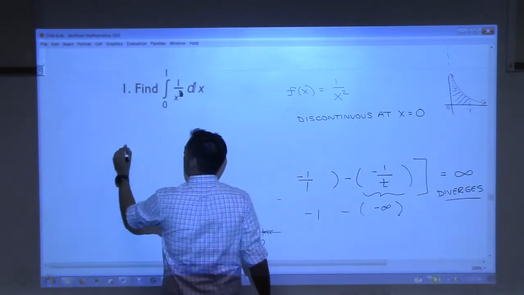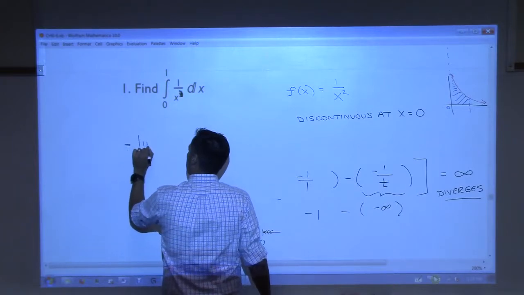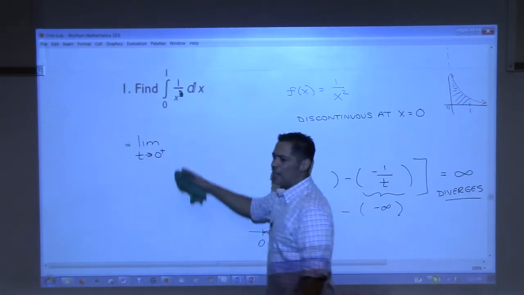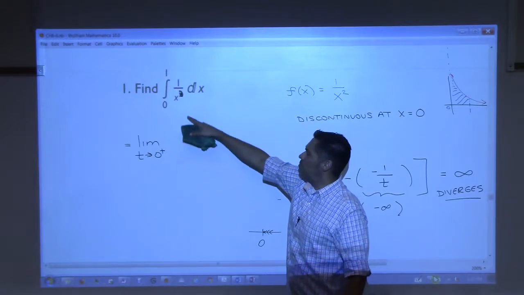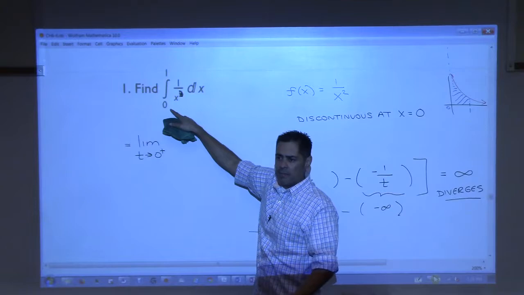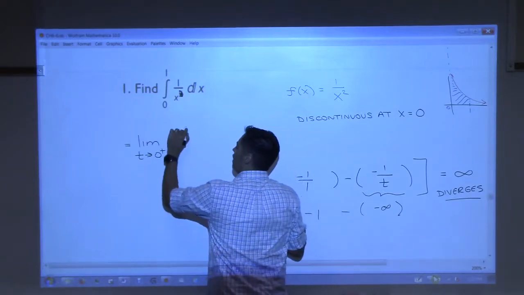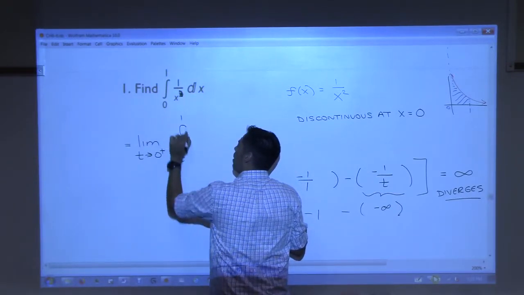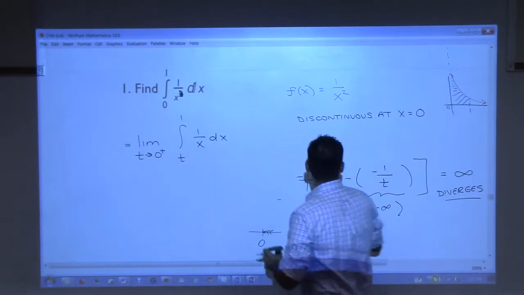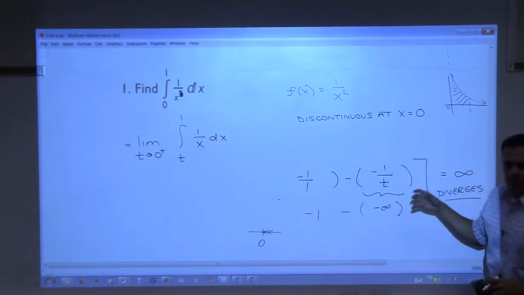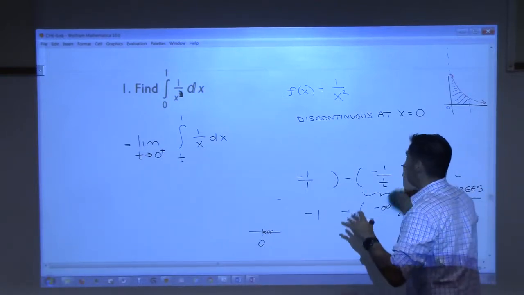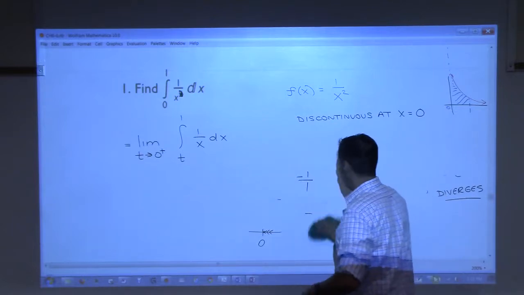All right. So first, limit t approaches 0 from the right. The setup is exactly the same on this one because we have a discontinuity at 0, don't we? So same exact thing. I have an integral from t to 1 of 1 over x dx. Is that okay that I didn't draw the number line and do all that? It's the same exact issue we're having at 0.